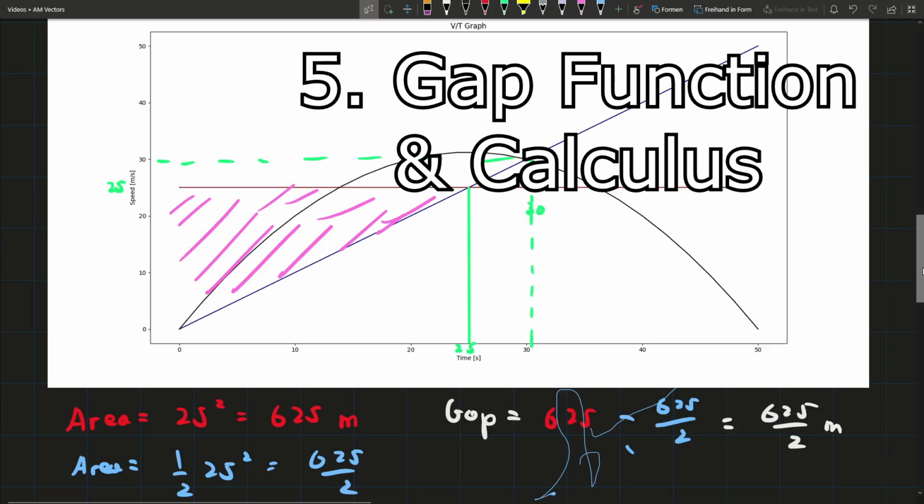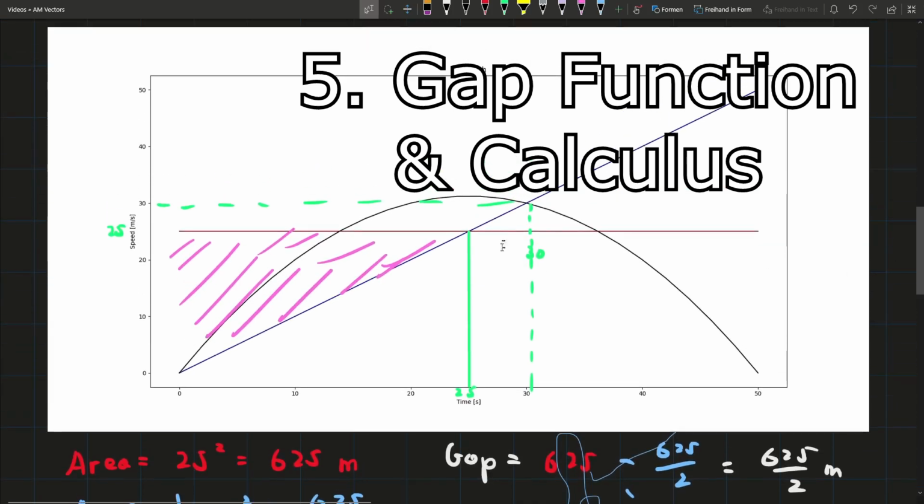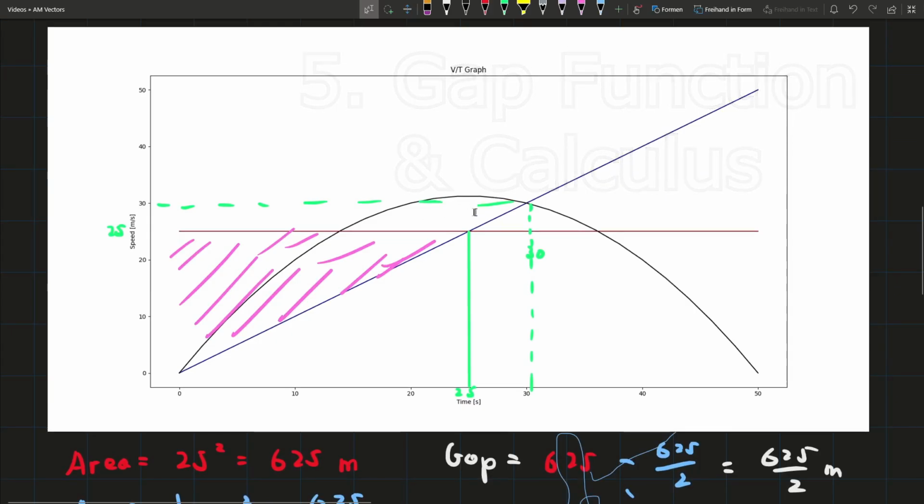Then a final way we can think about it is by thinking about the gap function itself. As I said, this black line here is the gap function. It's basically plotting the gap at every time. As you can see, it clearly has a maximum, and we can find that maximum by using calculus. So think about how you could do that. I'd urge you to give it a go by yourself, because it's not too difficult.